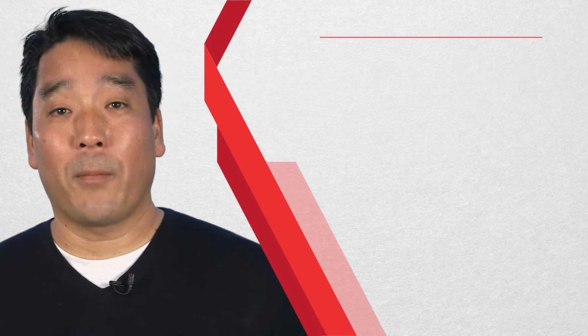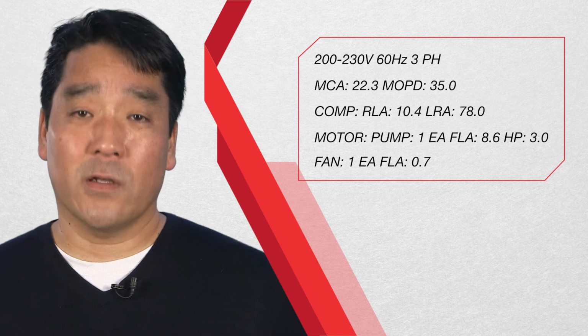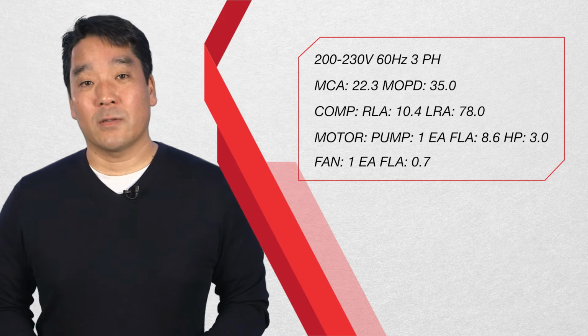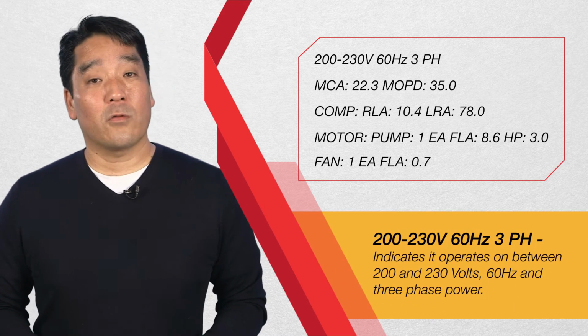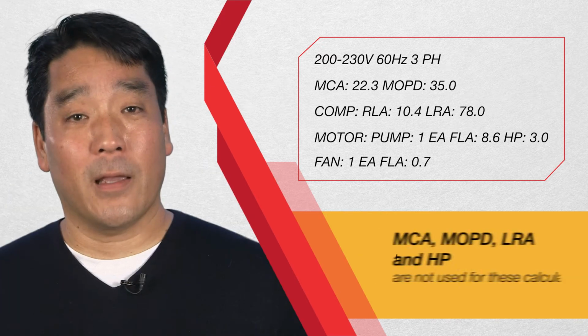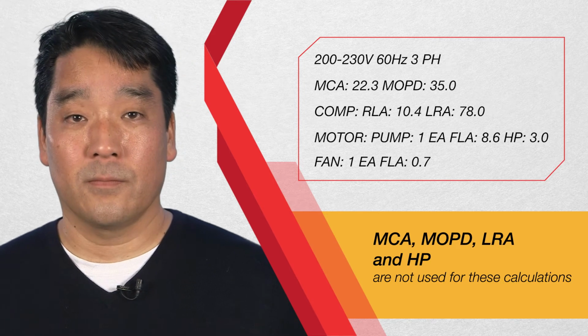Here's the power data of a powerful air-cooled chiller that can cool 10 kilowatts of heat and has a large centrifugal pump. From this data, we can calculate the maximum power consumption in watts. Thus, we know it operates on between 200 and 230 volts at 60 Hz with three-phase power. MCA, MOPD, LRA, and HP are not used for these calculations.